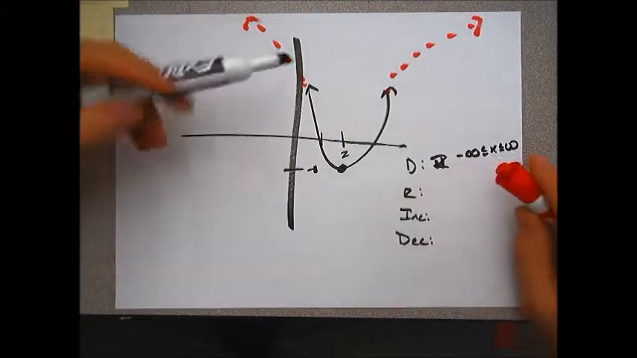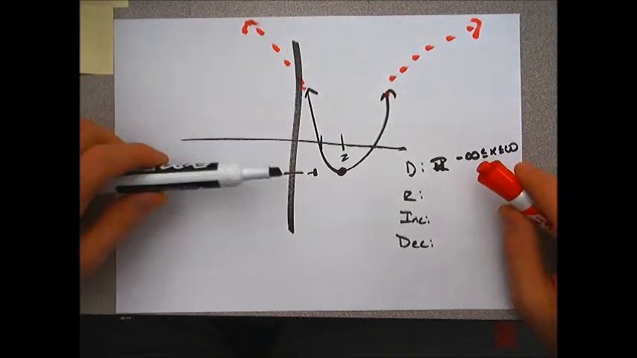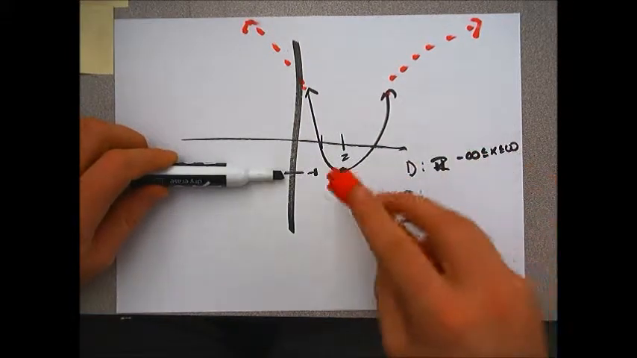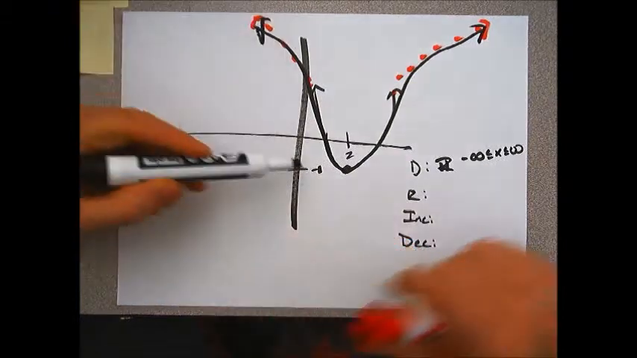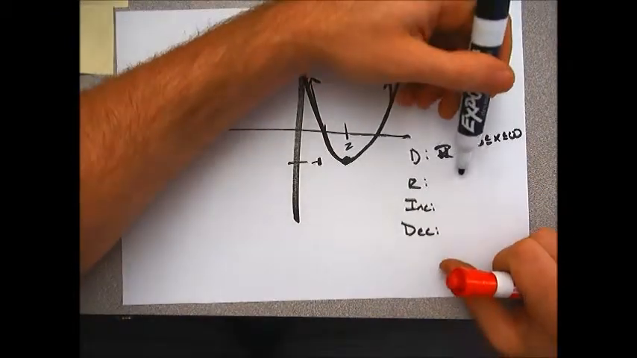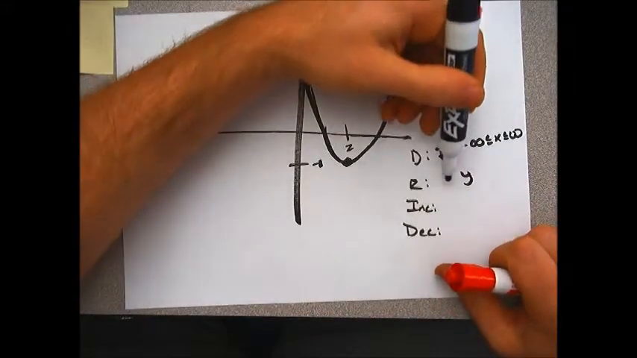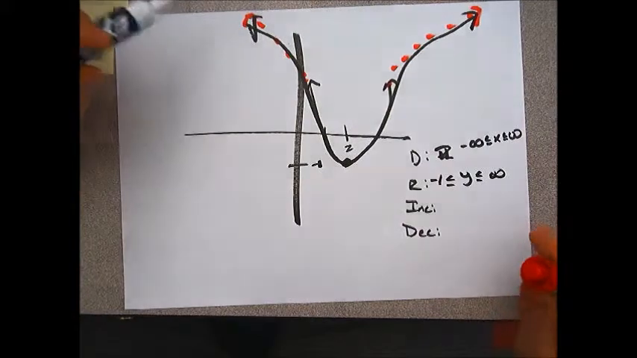The range is the up and down part of the graph, and at its lowest point we're at negative 1. As this keeps going, it's going to keep growing and growing, but it's never going to go below negative 1. So we want to say that our y, which is our range, is greater than or equal to negative 1, and it would go up through infinity.